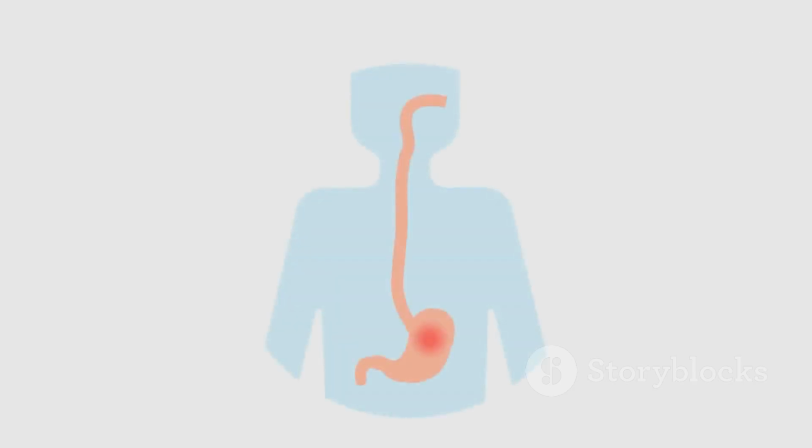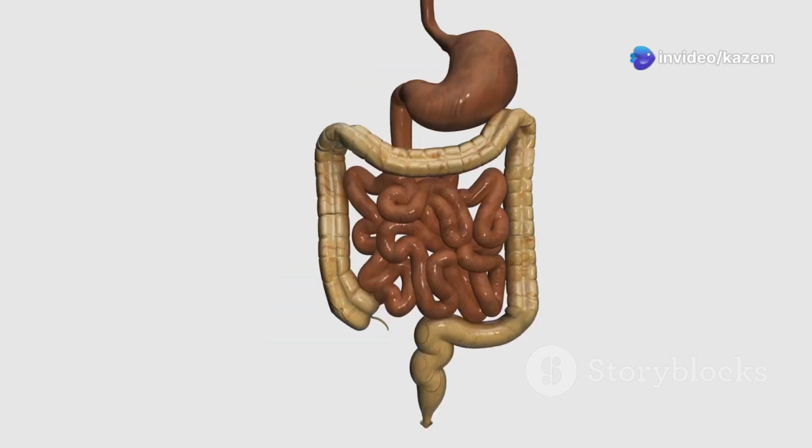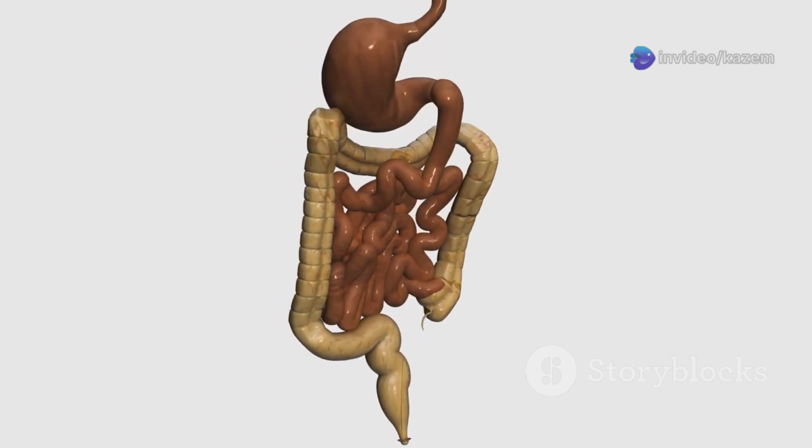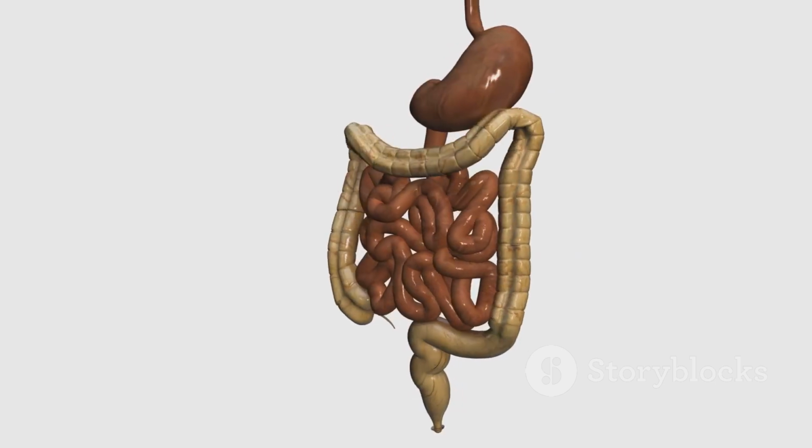Both Crohn's disease and ulcerative colitis share many symptoms, including abdominal pain, diarrhea, fatigue, weight loss, and urgent bowel movements. They often begin in teenagers and young adults, but can occur at any age. The causes are not fully understood, but are thought to involve genetics, the immune system, and environmental factors.